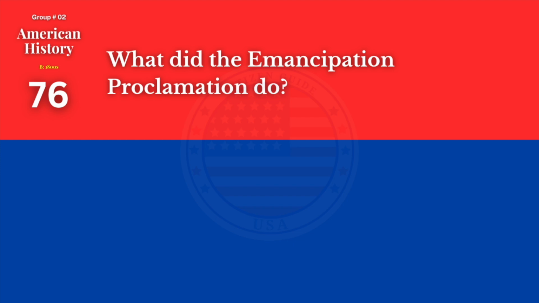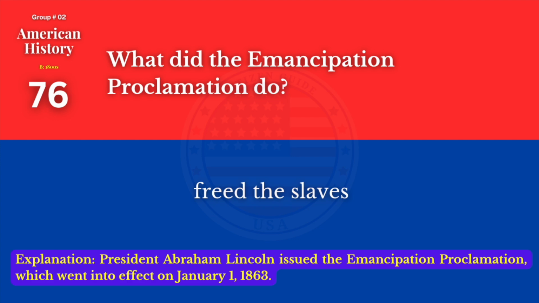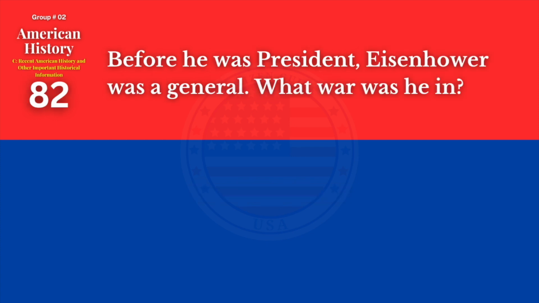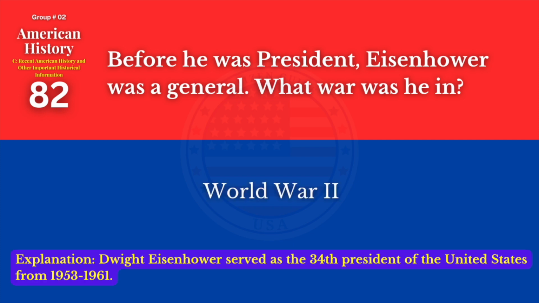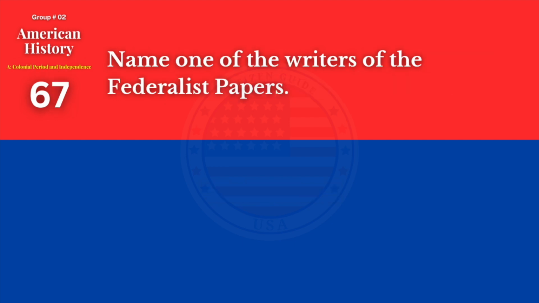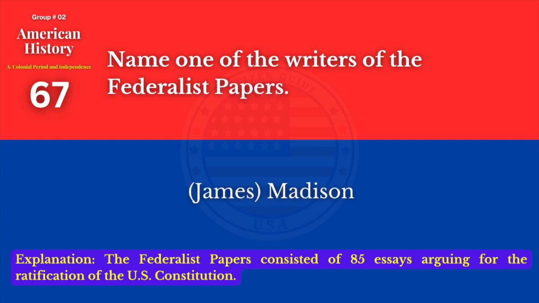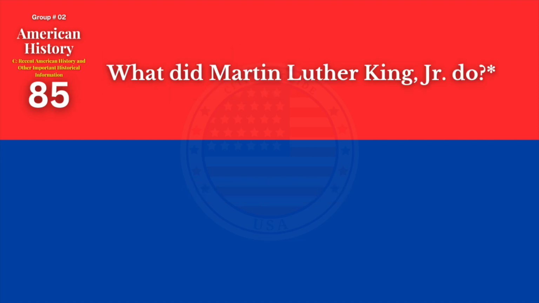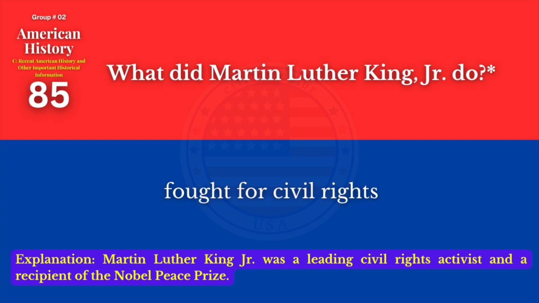What did the Emancipation Proclamation do? Freed the slaves. Before he was president, Eisenhower was a general. What war was he in? World War II. Name one of the writers of the Federalist Papers. James Madison. What did Martin Luther King, Jr. do? Fought for civil rights.